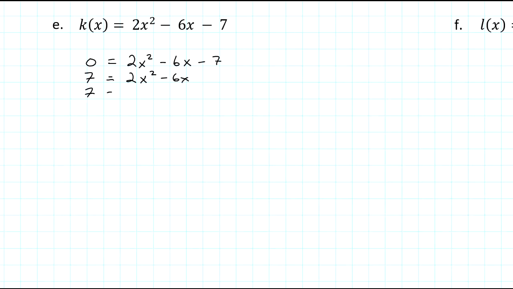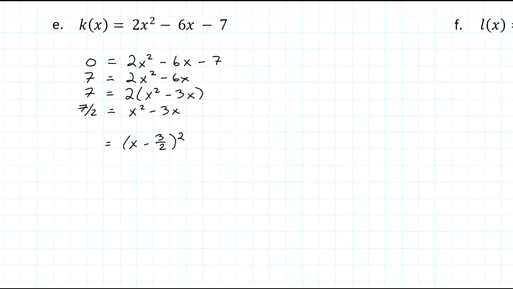If I factor that 2 off the right side, I get 7 equals 2 parentheses x squared minus 3x. And then I'll divide the 2 off of both from the right to get 7 halves equals x squared minus 3x. Now to complete the square, I'll give myself a little room. And I'll say something equals parentheses x minus half of 3 is 3 halves. So x minus 3 halves.